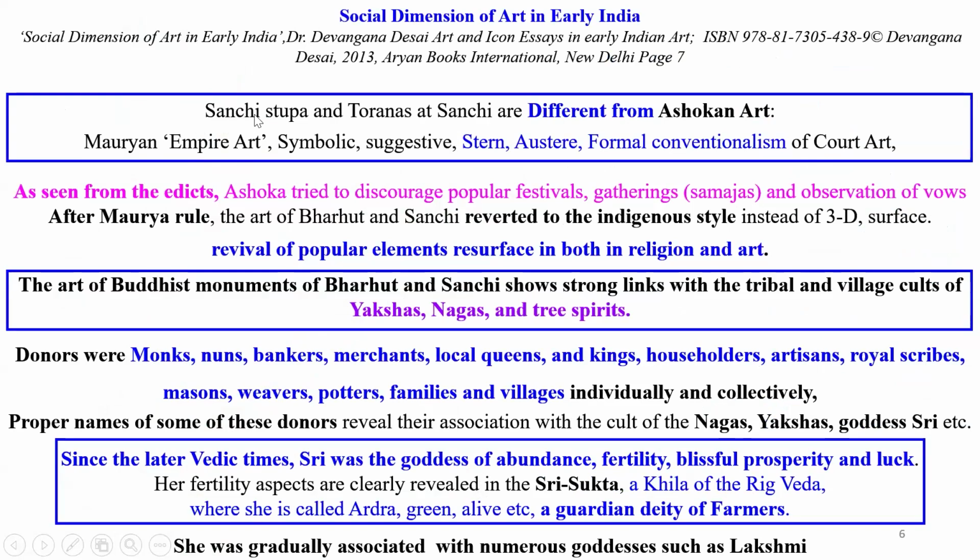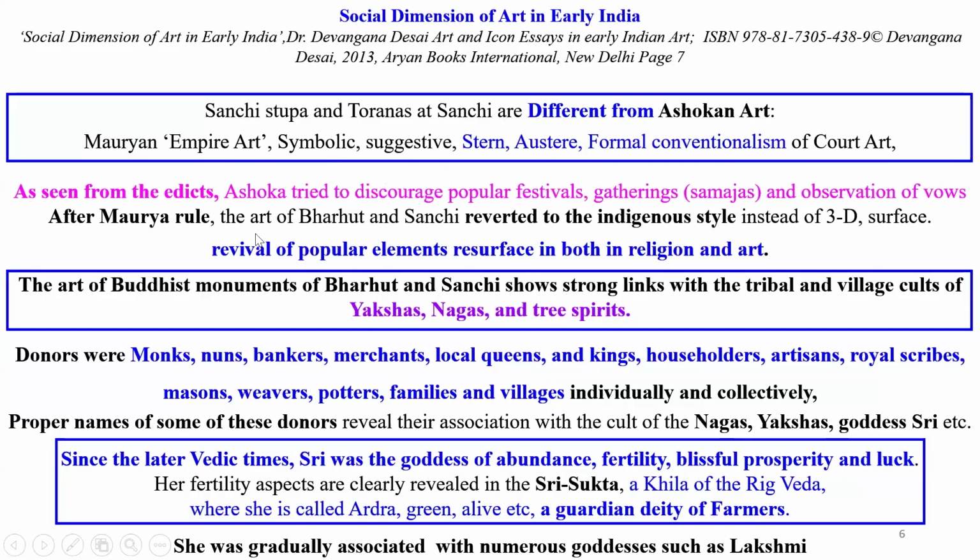Sanchi Stupa was built by Ashoka, so it would be around the 3rd century. But the original stupa has been enlarged, and the toranas, that is the gateways, are from a different time. They are not Ashokan time, they are the Satavahana times. You can tell the difference because Mauryan art is, quote unquote, empire art. It is very symbolic and suggestive and stern and austere and formal, the conventionalism of court art.